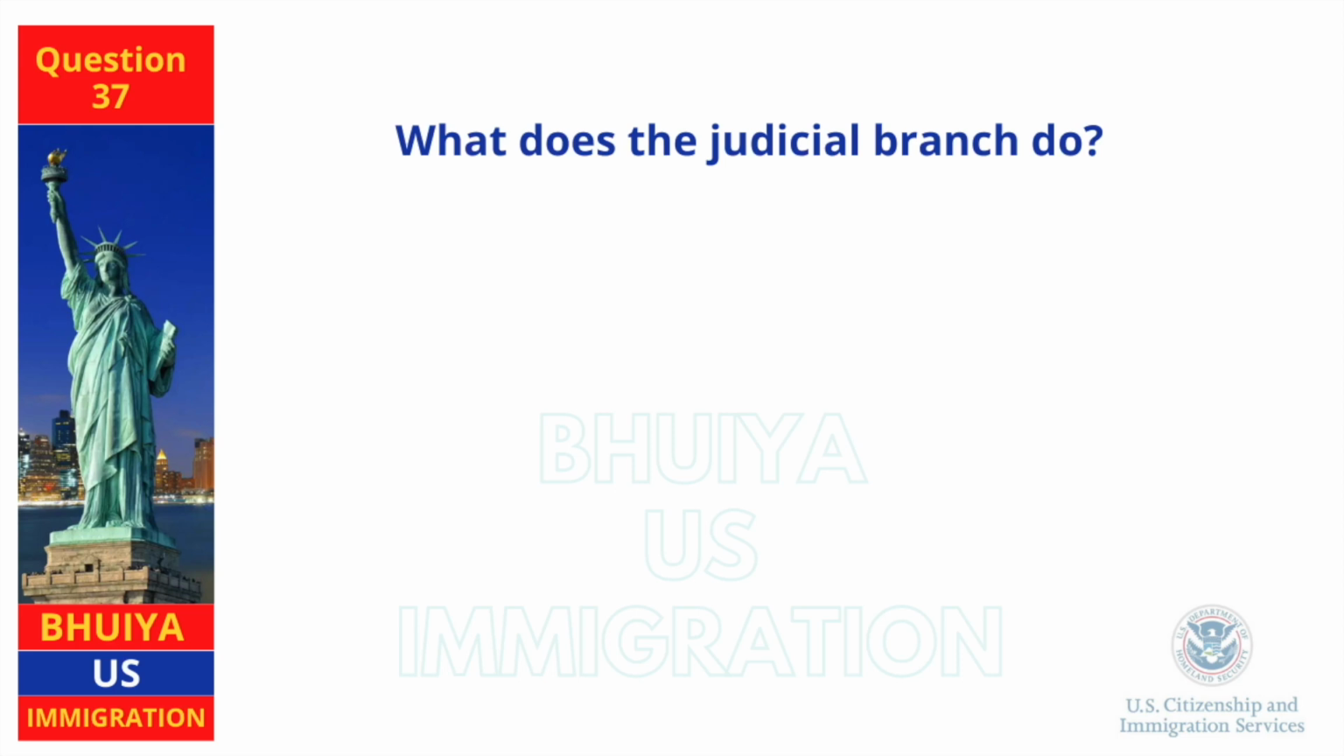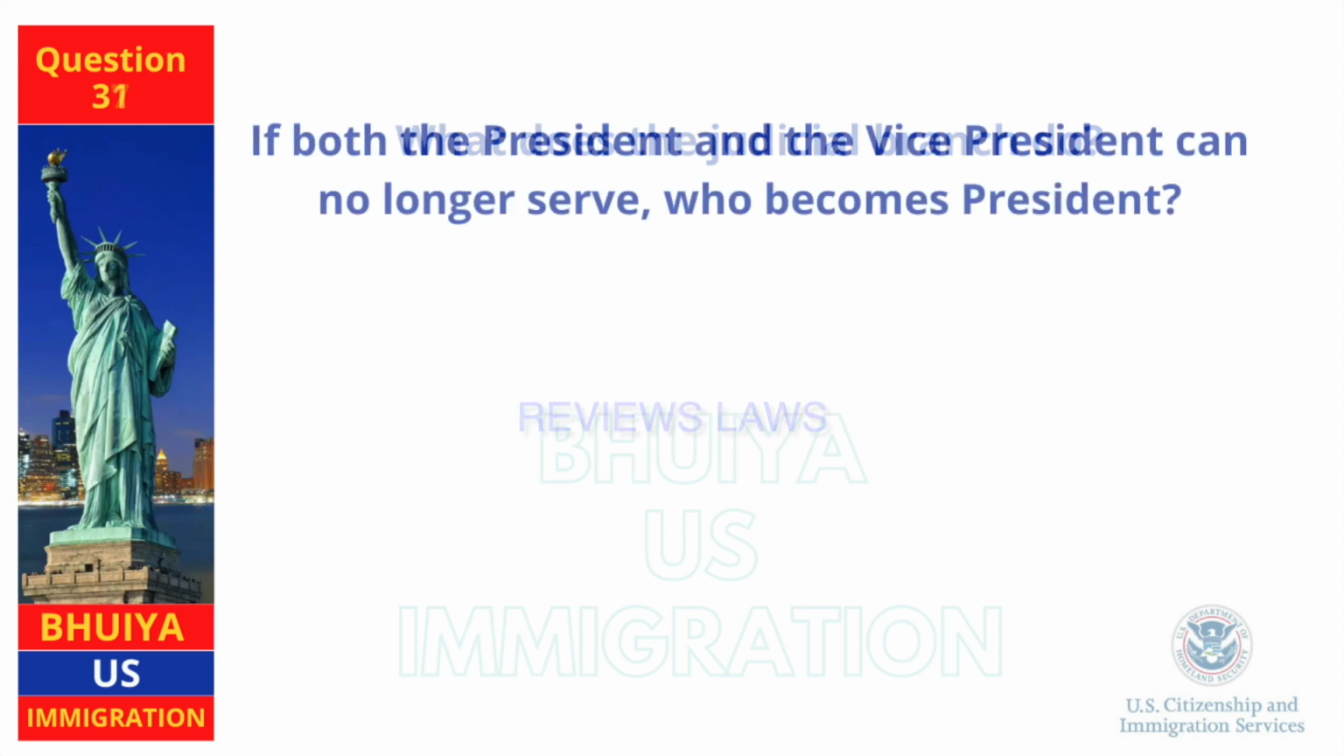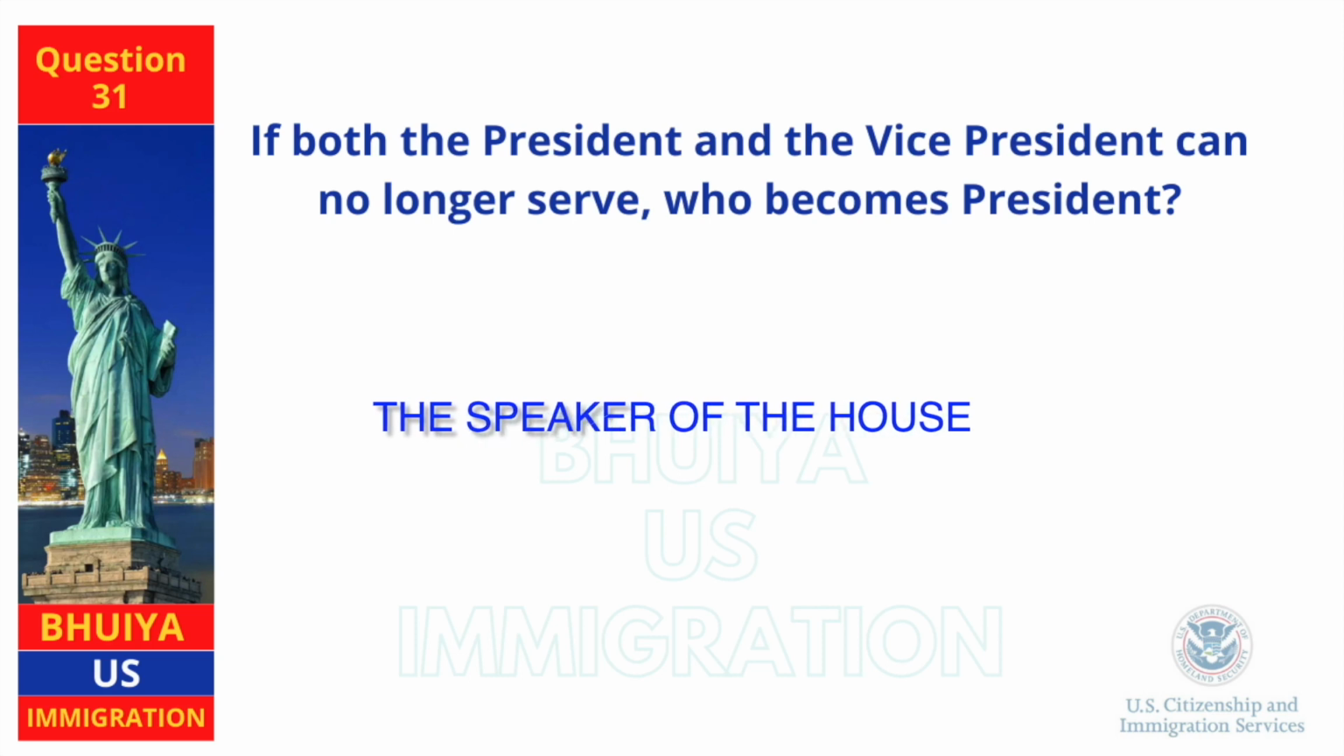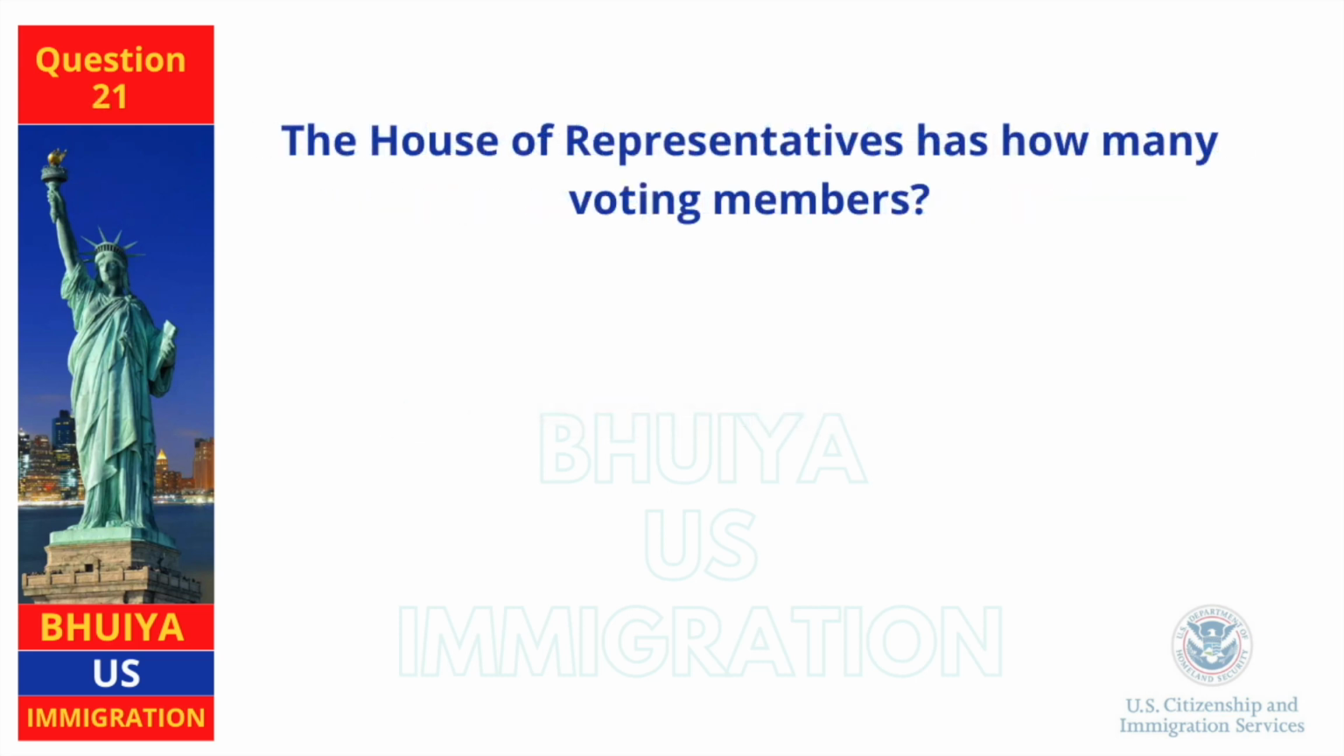What does the judicial branch do? Reviews laws. If both the president and the vice president can no longer serve, who becomes president? The Speaker of the House. The House of Representatives has how many voting members?